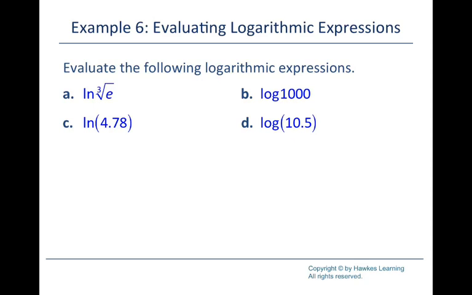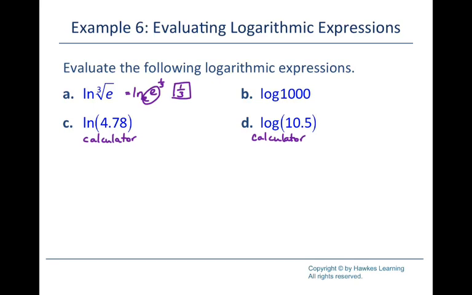Natural log means that our base is e. I'm going to go ahead and write it in there. The cube root of e is e to the 1/3 power. So again, we've made our bases match, and our answer is going to be 1/3. Natural log of 4.78, you're going to have to put this in a calculator. Any scientific calculator will get that. Just punch the ln button and 4.78. That's going to be the same with D, only you'll push the log button.